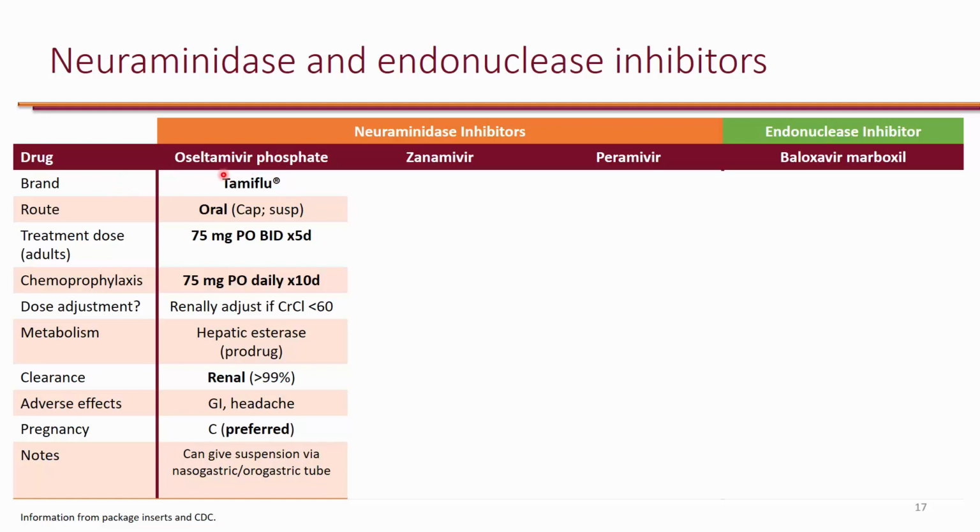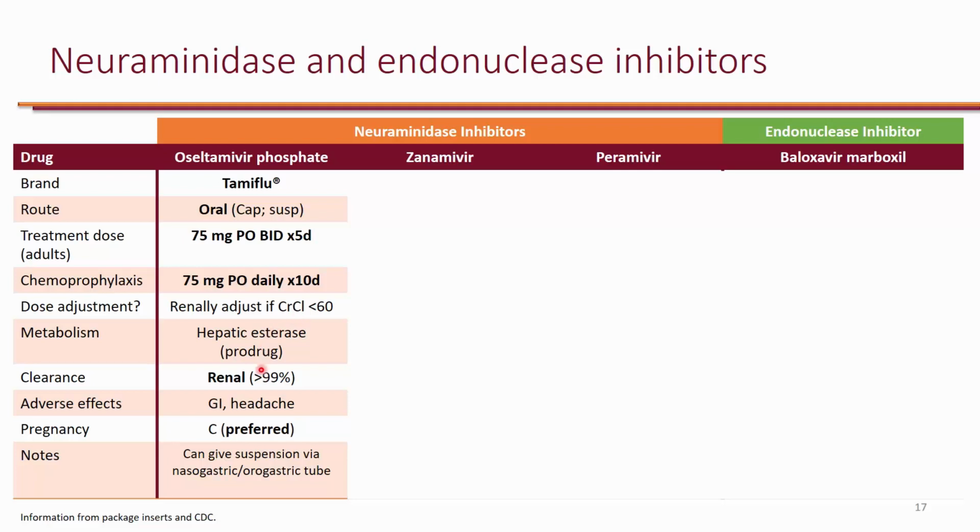So it's a prodrug. That's why you see phosphate in the name. The brand name is Tamiflu. It's available as a capsule and in suspension form. And for treatment of influenza, we typically use 75 milligram PO twice a day for 5 days. You can also use it for chemoprophylaxis for preventing influenza. Note that the dose is just once a day, but for 10 days. And it is renally cleared, so the dose needs to be adjusted if the creatinine clearance is less than 60.